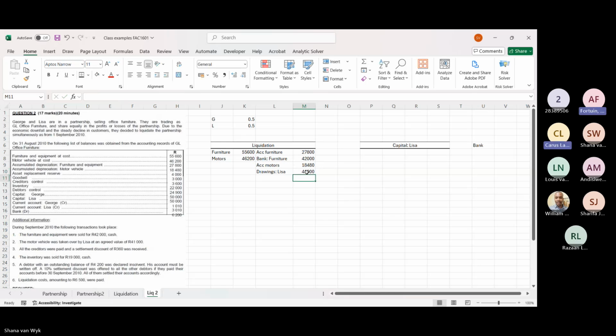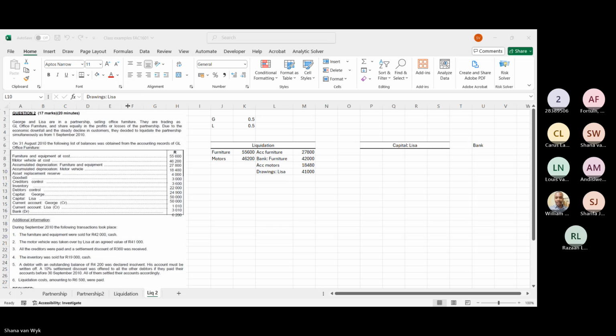I think of that one, if I remember correctly, the capital gets less. I was also thinking something along the lines of that. So you still have to account for it in the liquidation account, because it falls under the liquidation of assets section because it is going out of the business. Yes.